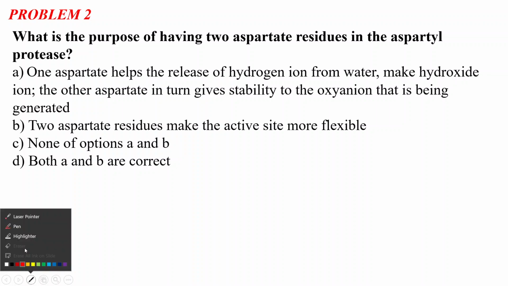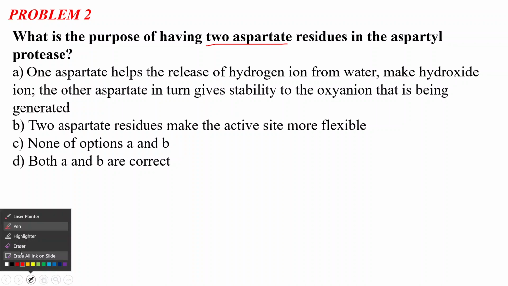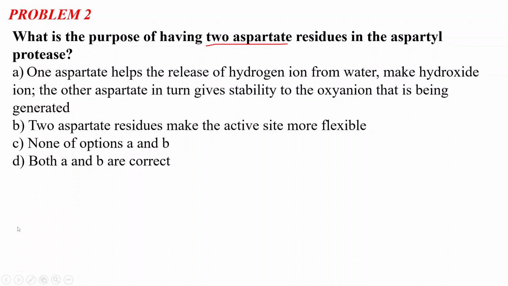So aspartyl protease is one type of protease in the 4 classes of proteases you have read in this week. So in this aspartyl protease, in the active site there are two aspartate residues. So the question is asking for the role, why there are two aspartate residues. What is the role of having two aspartate residues? Okay. So mainly the options are two, you have to just guess the correct option, and first I will show you the correct answer, and then we will discuss the active site mechanism for the aspartyl protease.